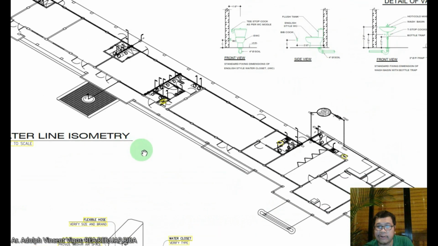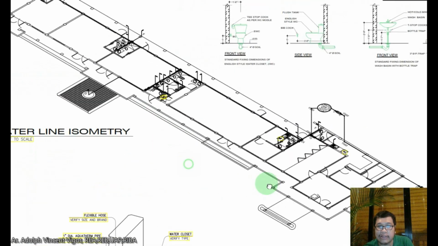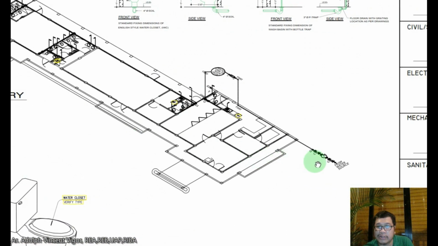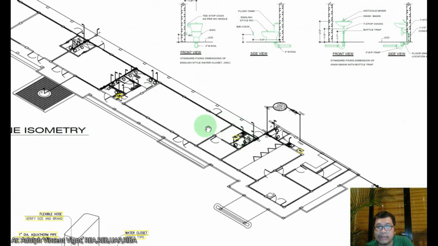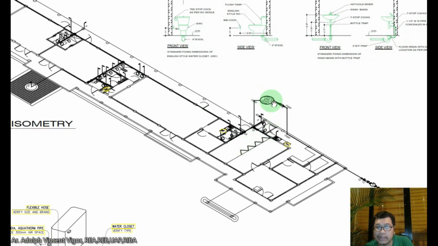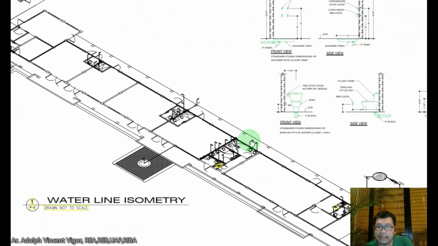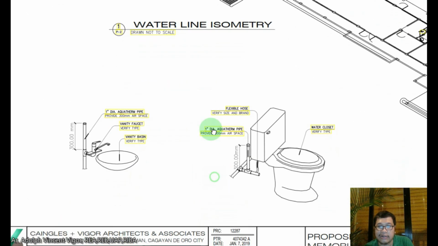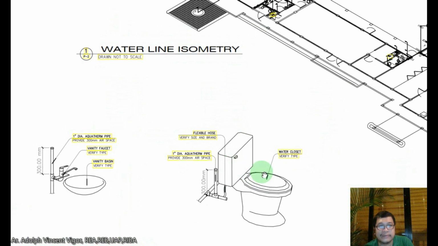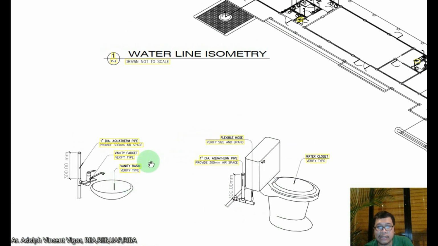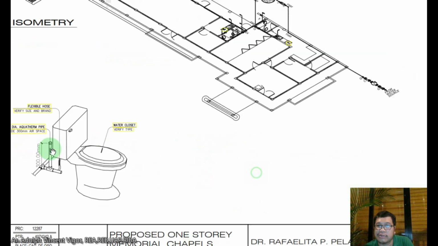So this is an example of a water line isometric. This is the water source. You can see it goes up, water tank, riser, then goes down. The significance of the water tank is that if the water pressure is low from the main source, then you could just use the water that is stored in the water tank to provide water to the rest of the system. Here you can also see the water closet and other fixtures as well.